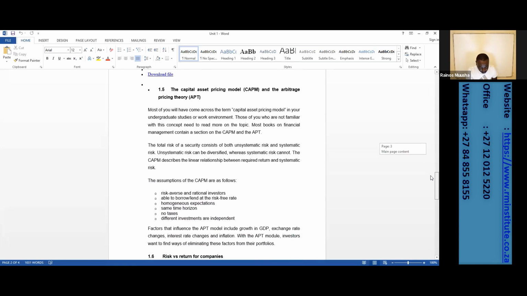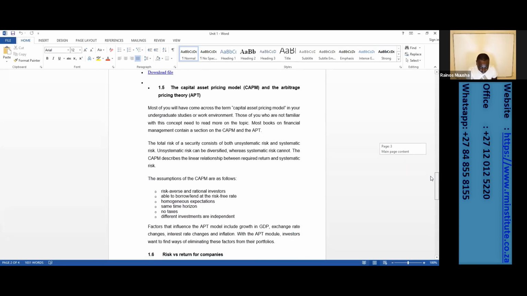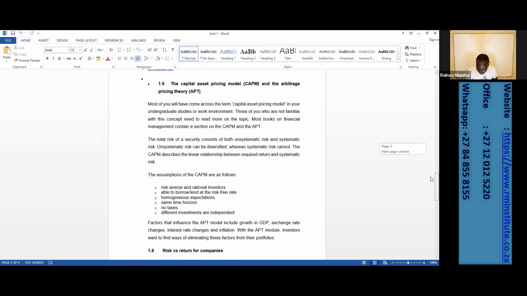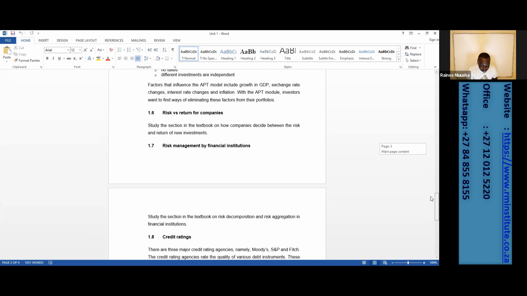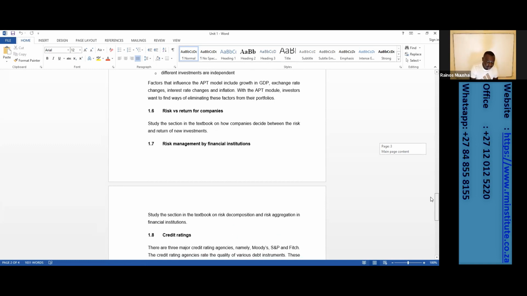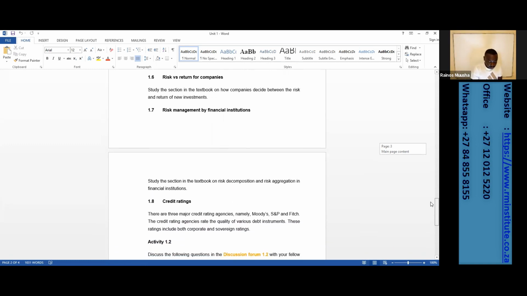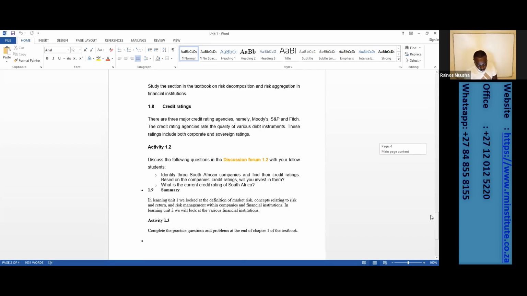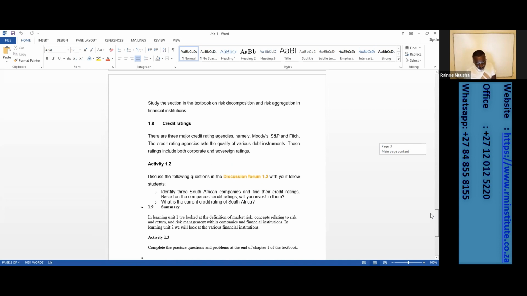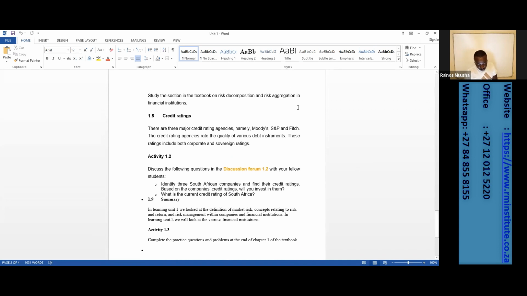Then in section 1.5, we're also going to be looking at the capital asset pricing model and the arbitrage pricing theory. And then in section 1.6, the risk versus return for companies. Also 1.7, we're going to be looking at the risk management by financial institutions, and also section 1.8, where we look at the credit rating as well. So I'm not going to go through this because it's basically the same information that we're going to cover in the textbook as well.